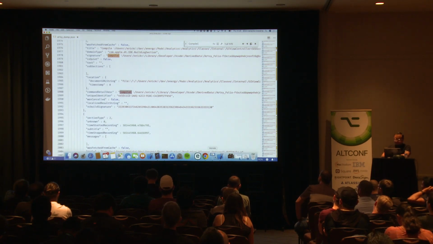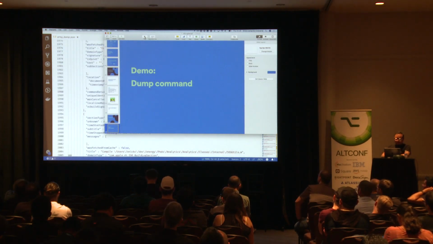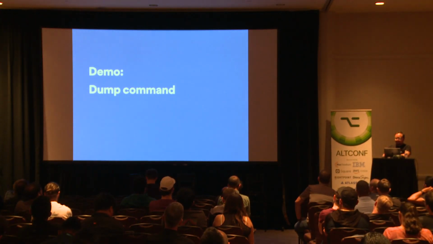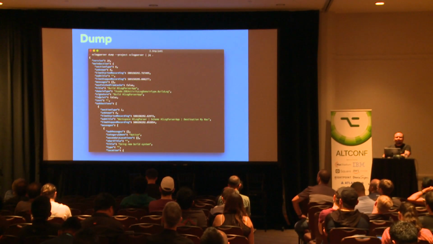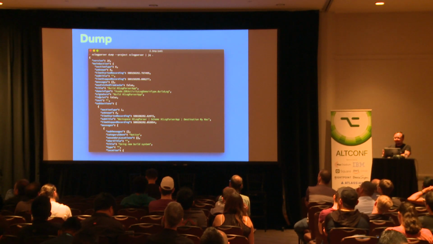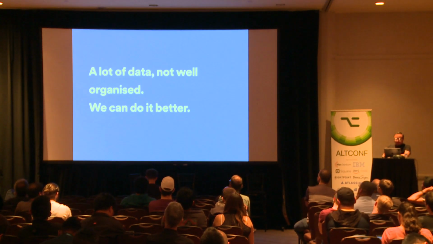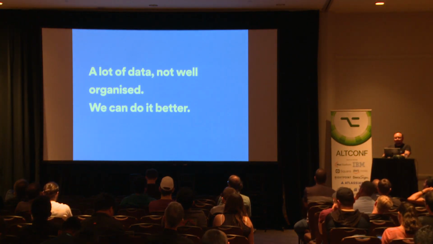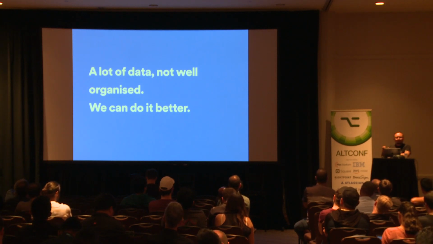So basically, the dump command dumps everything into a JSON format. So now it's human and machine readable because we're using JSON. And it's a lot of data, but it's not that well organized. We can do it better. Basically, you have to transform a lot of the data to have some meaningful information.